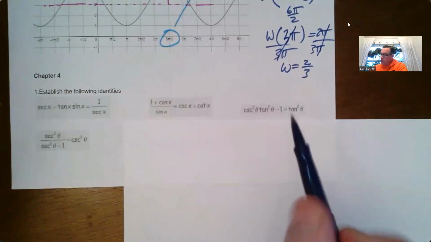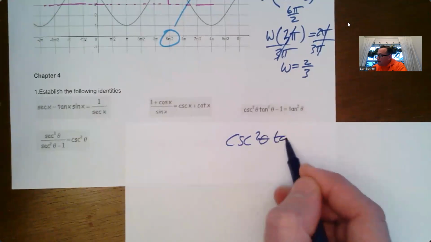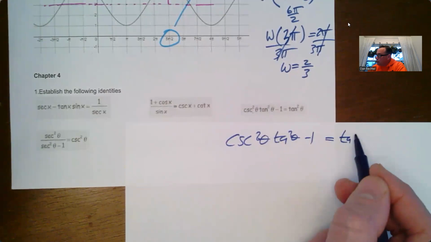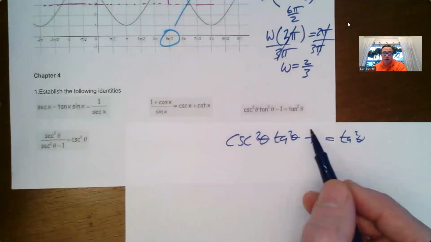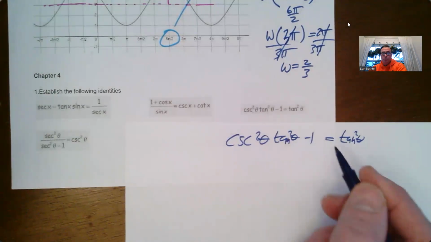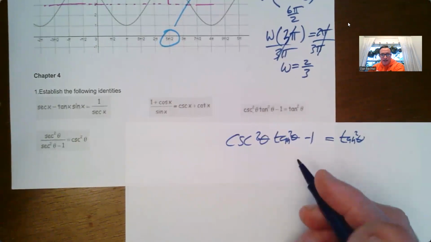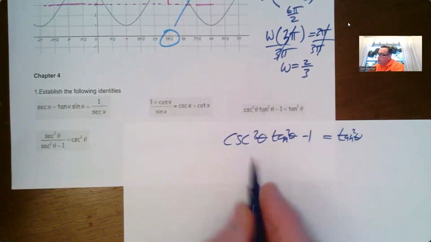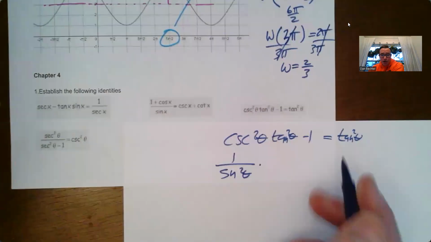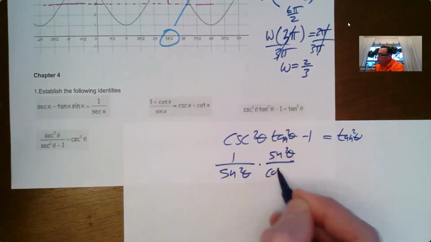This one, well, all right. So we've got cosecant squared theta times tangent squared theta minus 1 is equal to tangent squared theta. Clearly, we're starting on the left because there's more stuff happening. My handwriting has gotten worse every time I've done this, so let's make it look better. Let's do our sine and cosine fun because I think that's going to help us out. Cosecant squared is 1 over the sine squared theta. Tangent squared is sine squared theta over cosine squared theta.